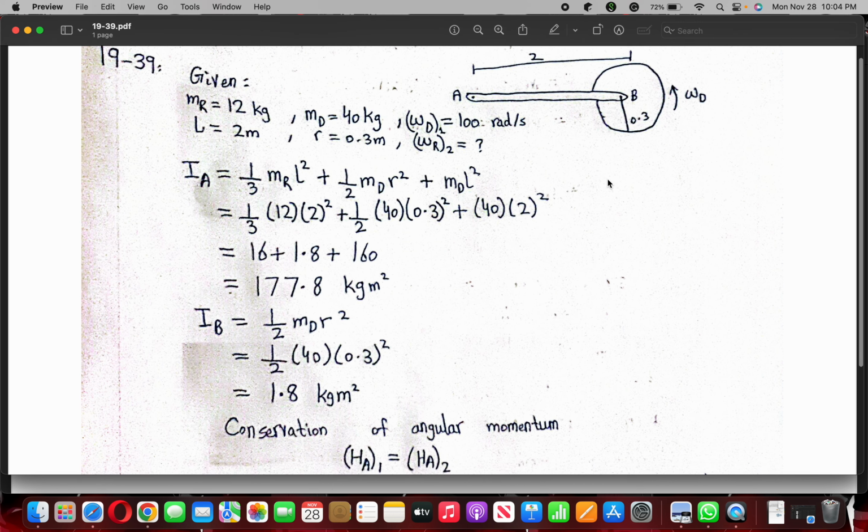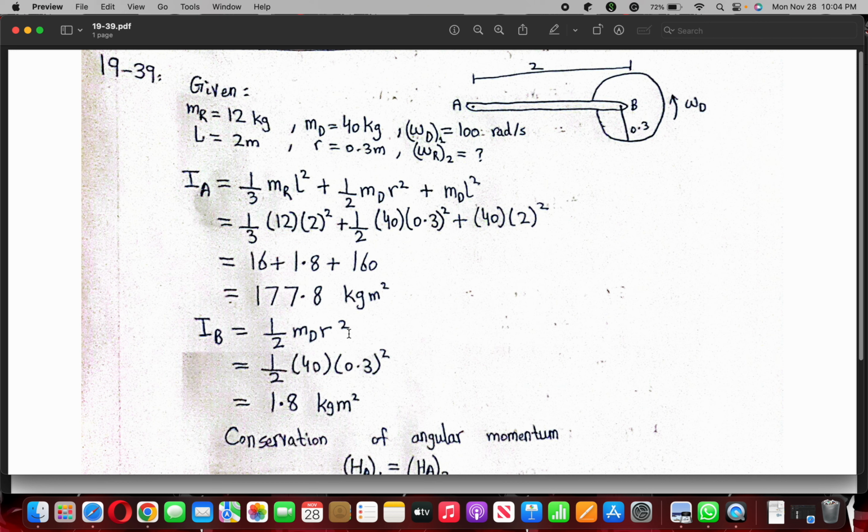And for B we only do it for the disc, which is 1/2 m_d r², and we get 1.8 kg·m². As you know, this is conservation of angular momentum because there's only movement in the angular direction. First the disc moves while the rod is stationary, and when the disc stops and the rod is moving, it's also moving in the angular direction.